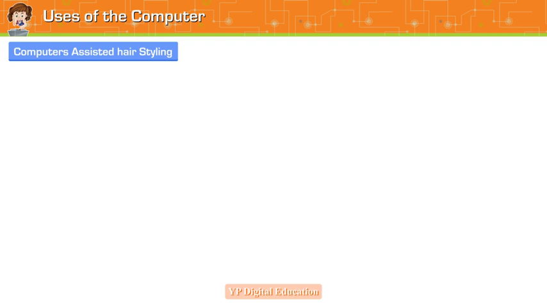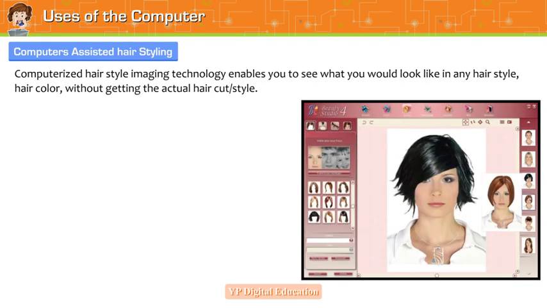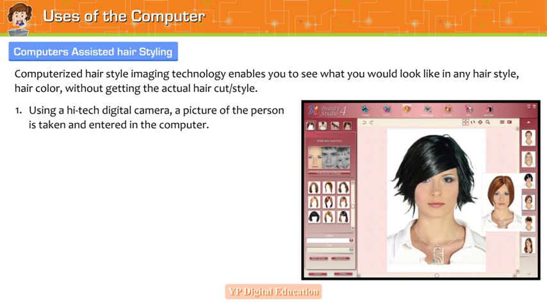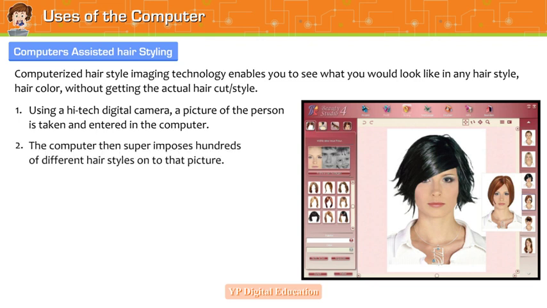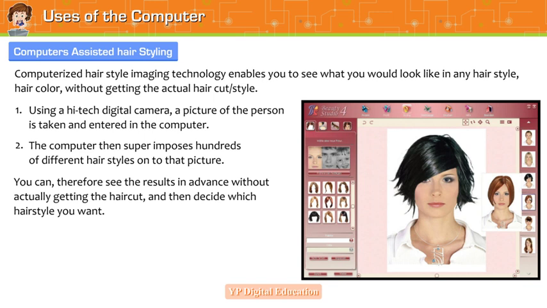Computer-assisted hair styling. Computerized hairstyle imaging technology enables you to see what you would look like in any hairstyle, hair color without getting the actual haircut or style. 1. Using a high-tech digital camera, a picture of the person is taken and entered in the computer. 2. The computer then superimposes hundreds of different hairstyles onto that picture. You can therefore see the results in advance without actually getting the haircut and then decide which hairstyle you want.